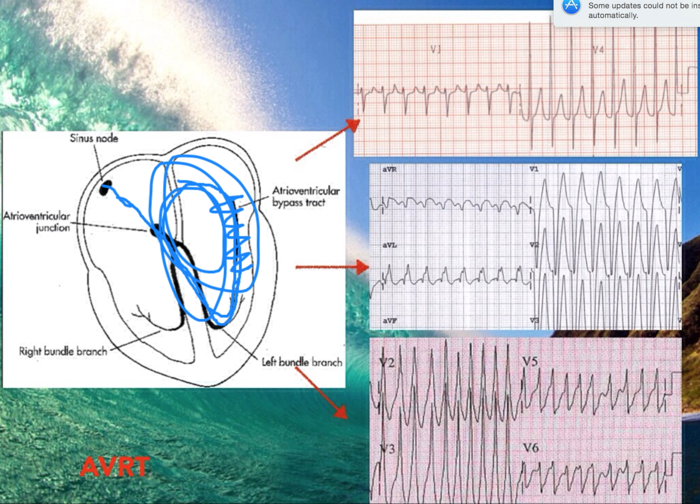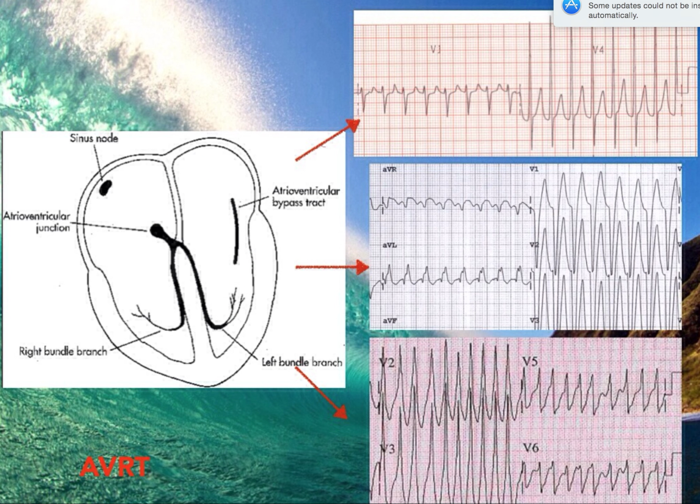It goes fast, and you get this rhythm right here, which looks like one of our SVT rhythms, which we're going to treat just like we treat SVT with adenosine, Cardizem, vagal maneuvers, all that kind of stuff. So this is one instance in WPW where we can actually use all the normal drugs we would use for SVT.